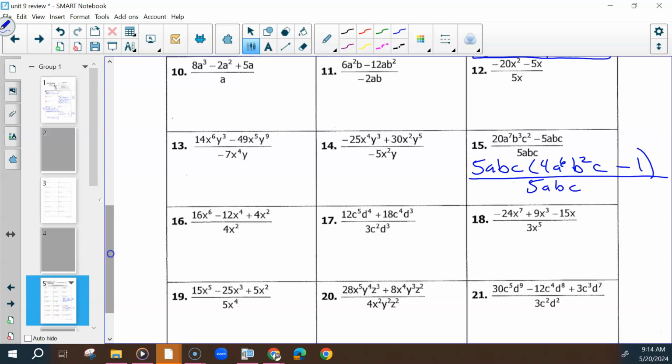If your denominator and the GCF are identical, you just cross those out, whatever's left is your answer. But if your denominator does not match your GCF, you have to divide that separately. So there are some problems like this in that. And then factor that, distribute that back. Your final answer would be 4a to the 6, b squared, c minus 1. Other questions on this page or on the back?